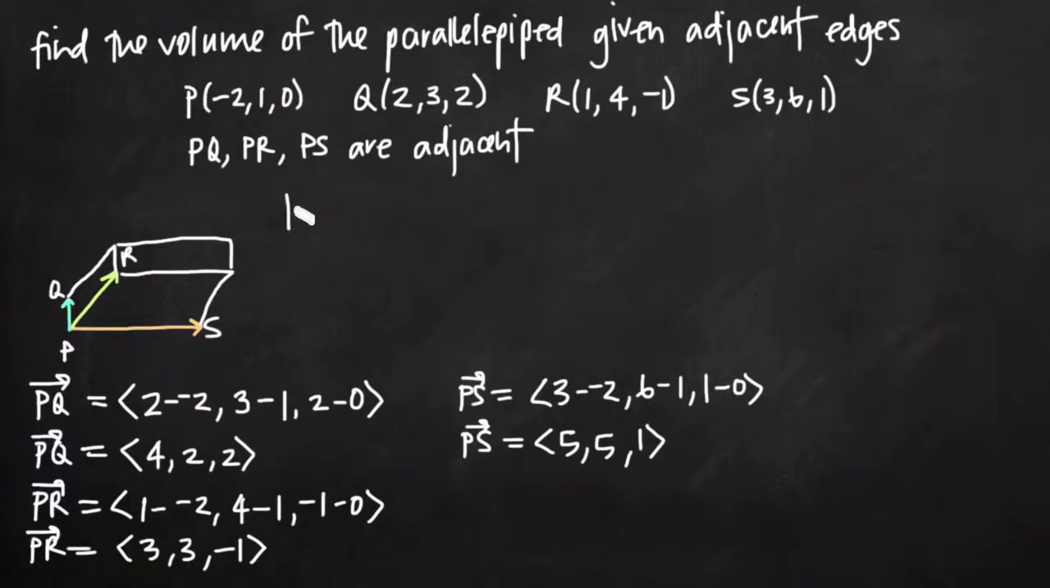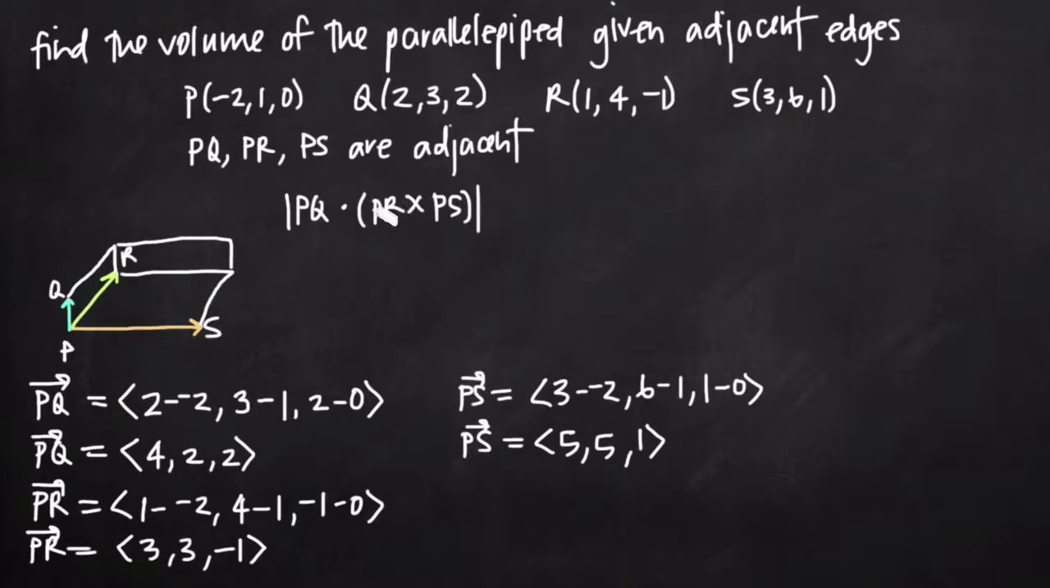Our scalar triple product will be the dot product of the vector PQ with the cross product of PR and PS. So if we unpack this, what we're going to do is take the cross product of PR and PS and then the dot product of PQ and our result.